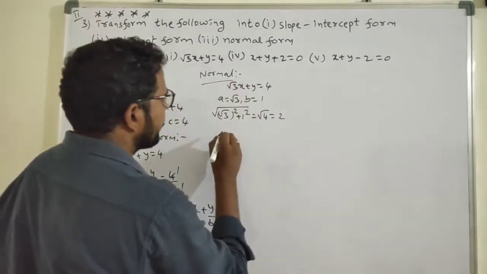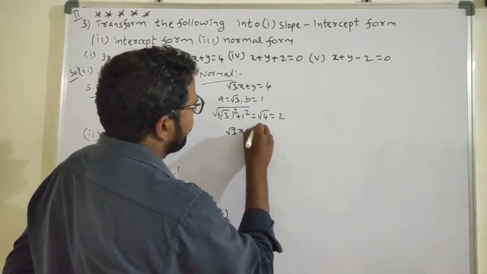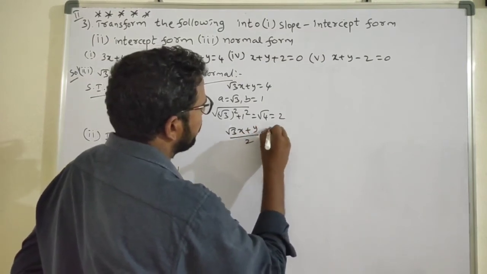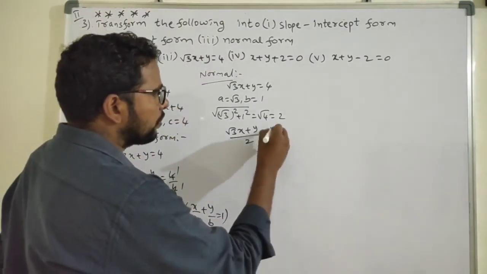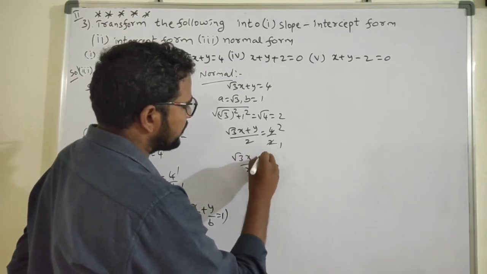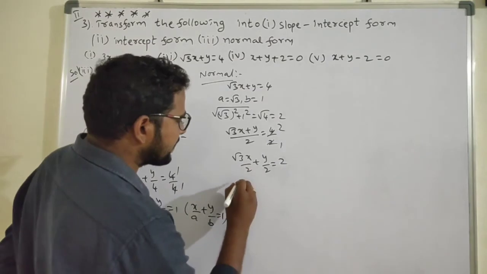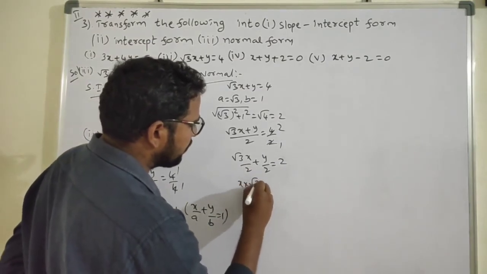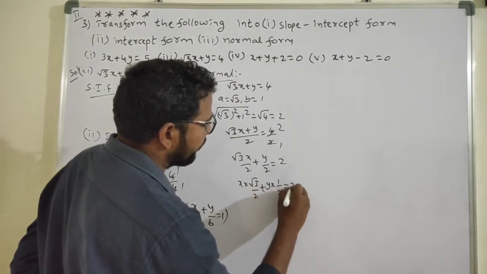root 3x plus y by 2 is equals to 4 by 2. 2 ones are 2, 2 2s are 4. So root 3x by 2 plus y by 2 is equals to 2. Now x into root 3 by 2 plus y into 1 by 2 is equals to 2.